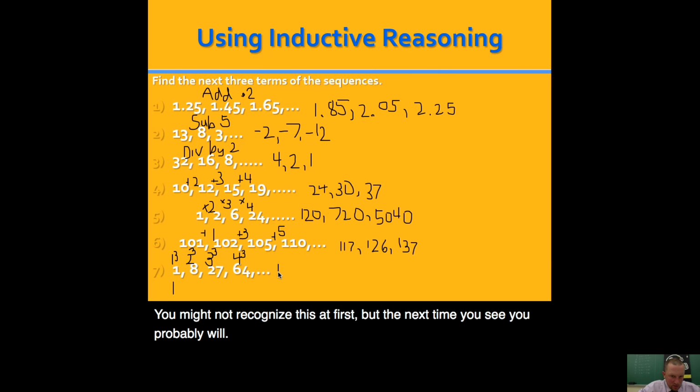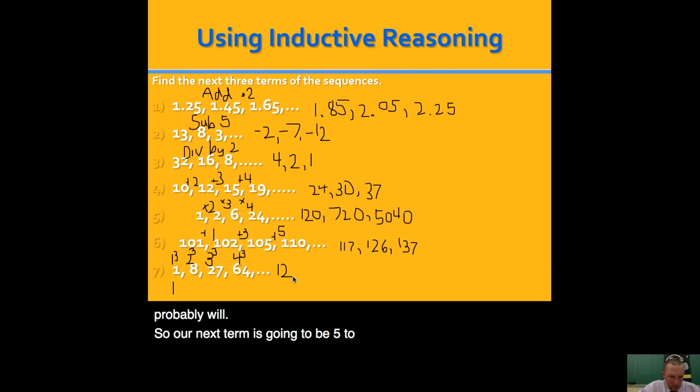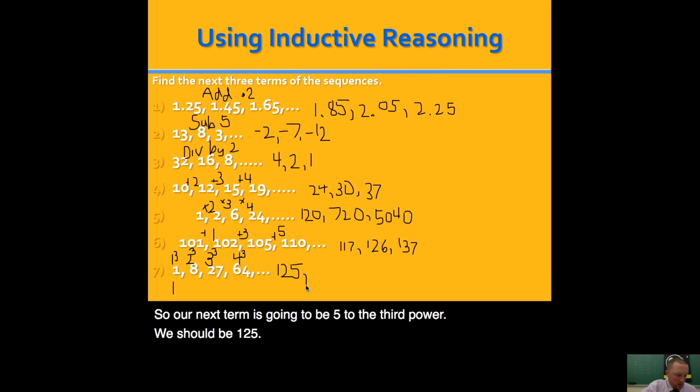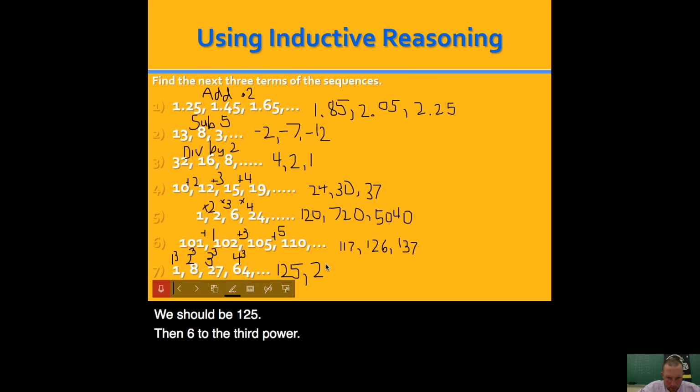So our next term is going to be 5 to the 3rd power, which should be 125. Then 6 to the 3rd power, which would be 216. And then 7 to the 3rd power, which would be 343.